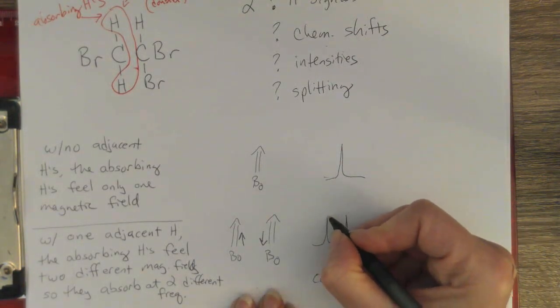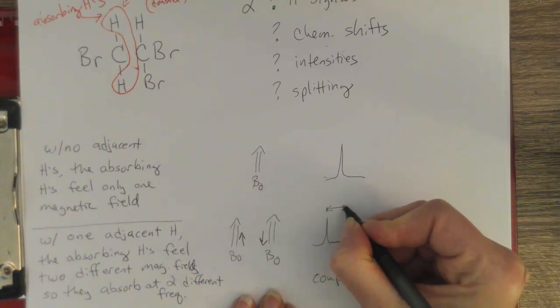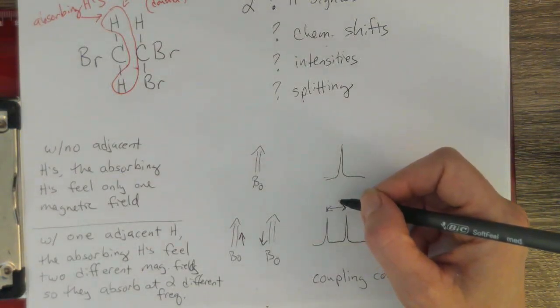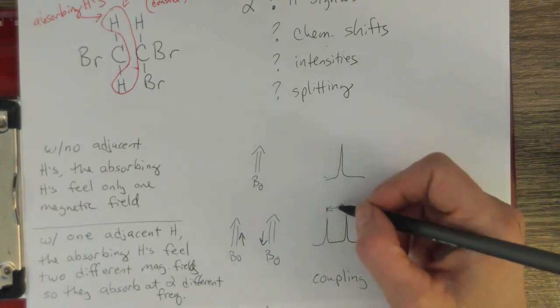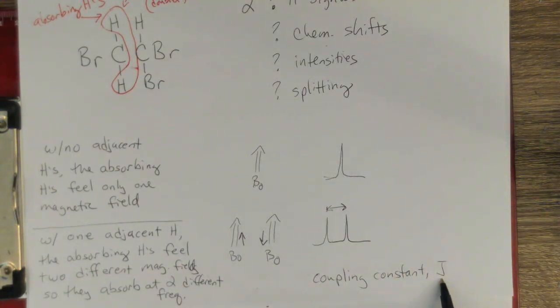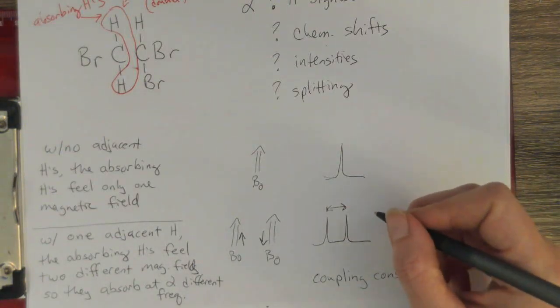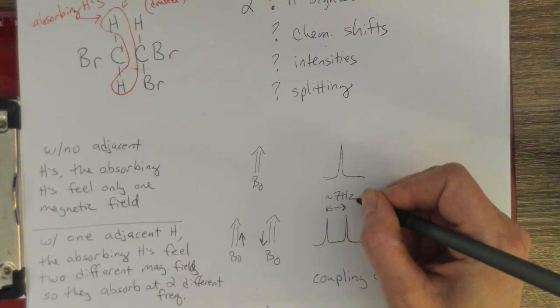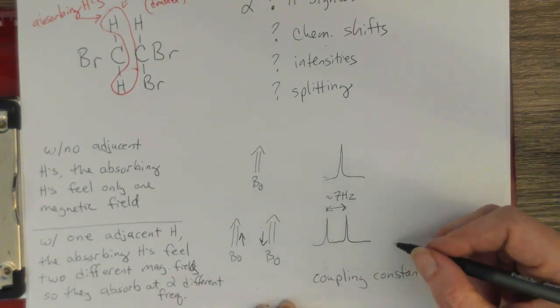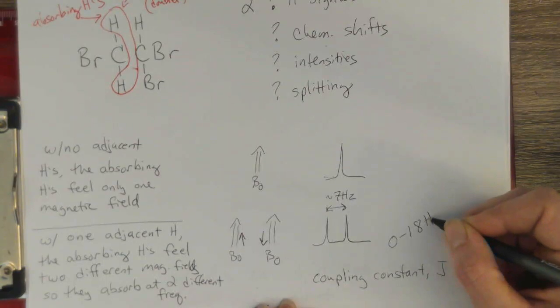This distance between the two peaks when we have splitting can be measured in hertz. And that frequency distance between the two peaks is what we call the coupling constant, which is abbreviated with a J. For alkyl or alkane protons, we usually see a coupling constant that is around 7 hertz. So this is going to be around 7 hertz, and we're going to look at examples of other coupling constants as well. Coupling constants range anywhere from 0 to around 18 hertz, okay?